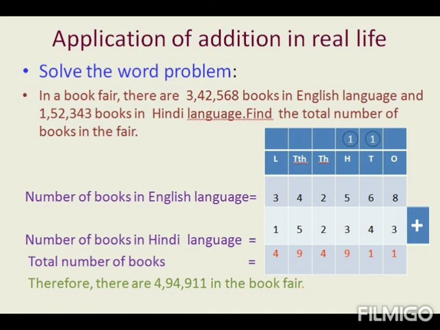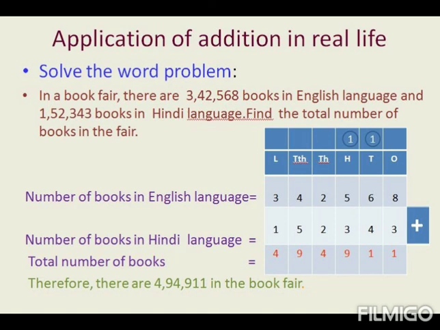Now we have identified the keyword. What is the keyword here? Total. Total means we have to add. So while writing the word problem, you should write the statements without spelling mistakes. Write the statement and then underline the numbers from the question and then represent the numbers according to the respective places. After that, do the addition starting from the ones place. After adding all, we'll get the final answer.